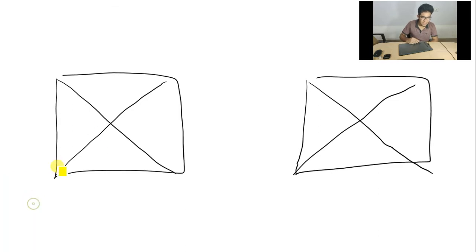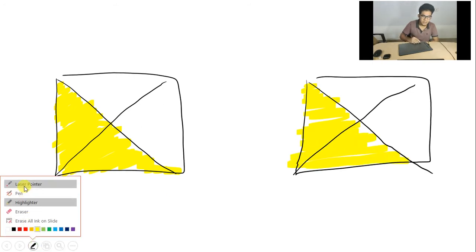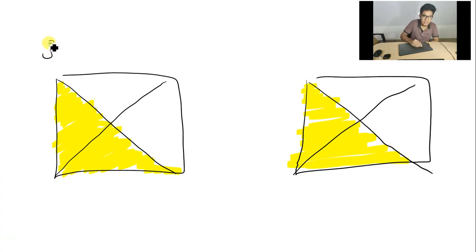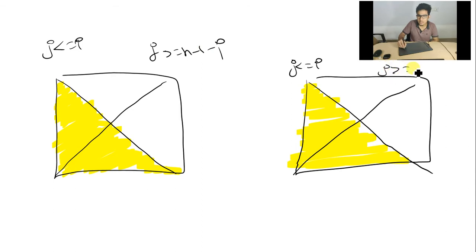Let me use this highlighter. You told j is less than or equal to i. When you tell j is less than or equal to i, this is the area which you will shade. Here also I will write in the same color: j is less than or equal to i. There is one more equation: j is greater than or equal to n minus 1 minus i. Here also, j is greater than or equal to n minus 1 minus i.